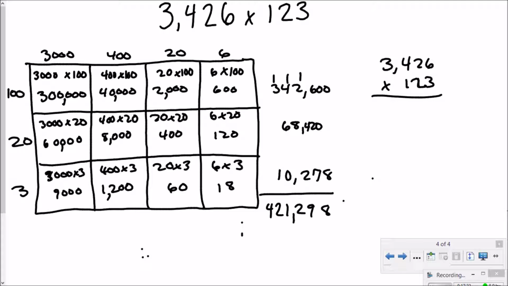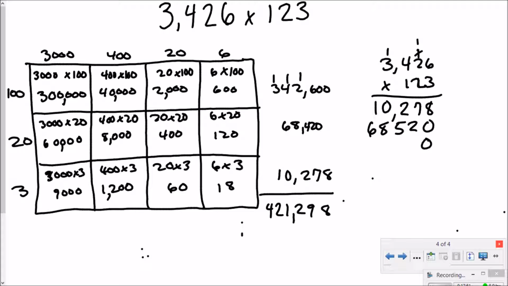So, 3,426 times 123. 6 times 3 is 18, carry a 1. 3 times 2 is 6, plus 1 is 7. 3 times 4 is 12, carry a 1. 3 times 3 is 9, plus 1 is 10. Second row, put in that 0. 2 times 6 is 12, carry 1. 2 times 2 is 4, plus 1 is 5. 2 times 4 is 8. 2 times 3 is 6.